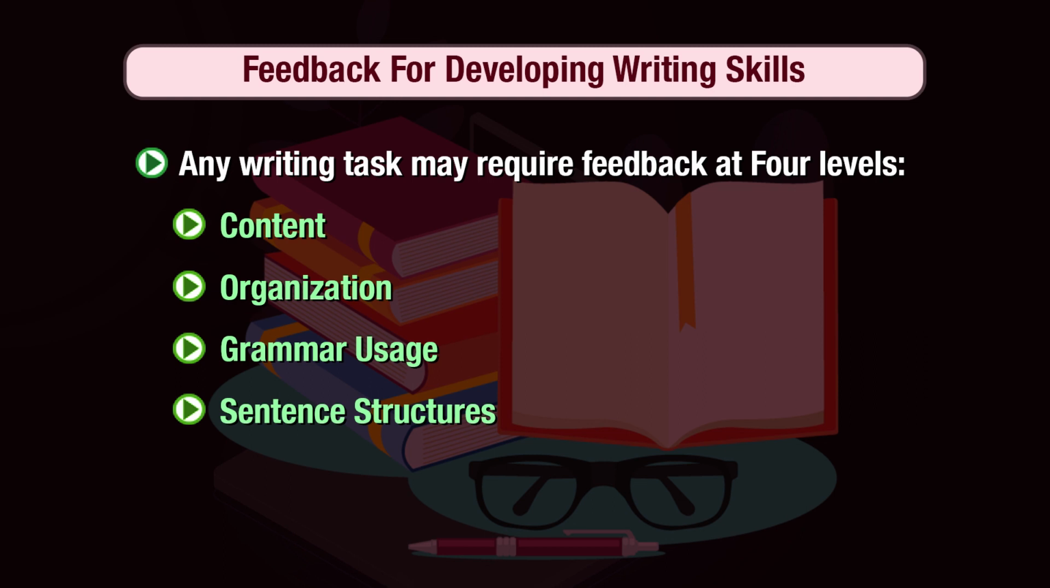Any writing task may require feedback at 4 levels: content, secondly organization, third grammar usage, and lastly sentence structures. It is important for a teacher to balance between these 4 in terms of feedback and to find out the focus or purpose of the writing practice before providing feedback. It is also important to know whether the feedback is formative or summative. This will help the teacher know what, how much, and how to correct. Discovering the most effective way to provide feedback would benefit both the students as learners and the time-challenged teachers.